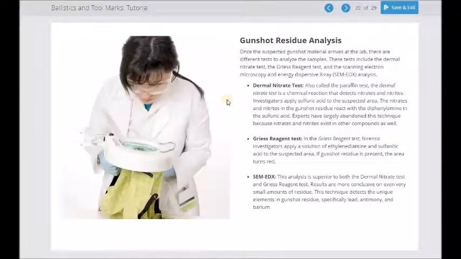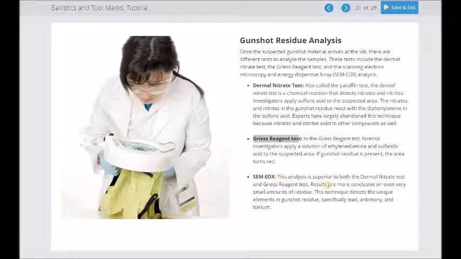So it's really interesting. Once it gets to the lab, you can do a couple of tests. There's the dermal nitrate test. It's also called the paraffin test, and it's got a chemical reaction that reacts with the sulfur in the gunpowder. The Griess reagent test, pardon me, is a similar kind of thing. Instead of using paraffin, it adds something called ethylenediamine and sulfanilic acid to the suspected area, and it'll turn a color. So if you've got a piece of clothing and you add this to it, if it's been in close proximity to a fired gun, it will turn red.